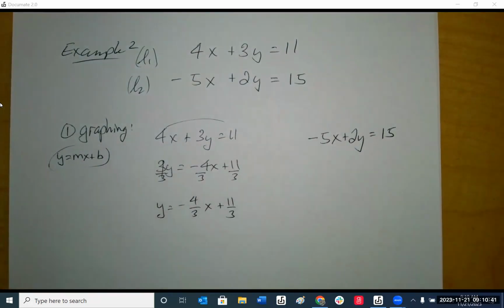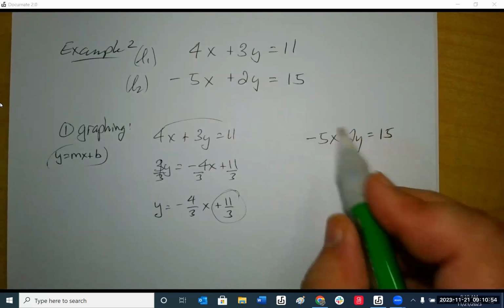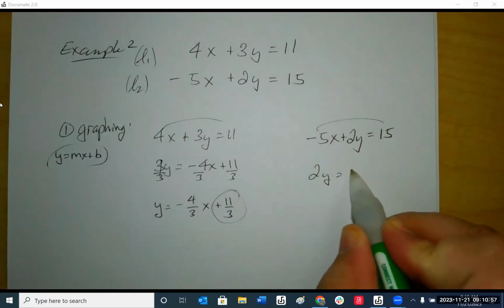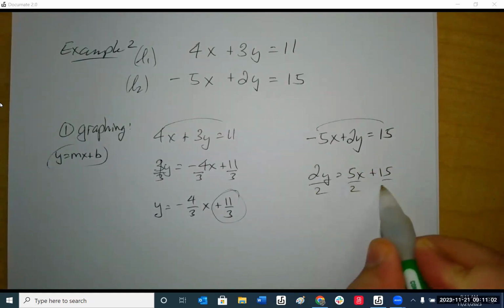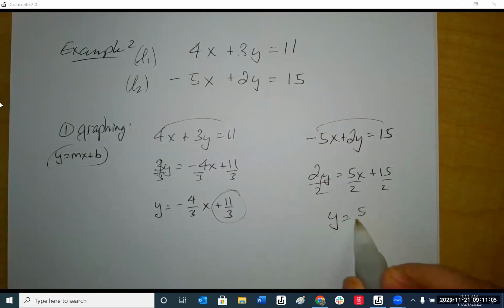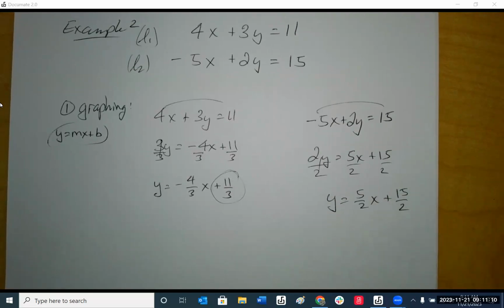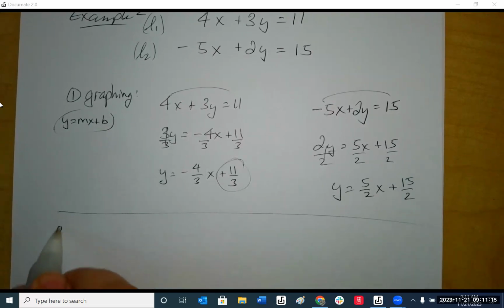Now I wouldn't even go any further with this because I know my graph is going to be horrible, because how would I find that x-intercept? Or that y-intercept, I mean? And likewise on this side, I have 2y equals 5x plus 15, divided by 2. Y equals 5 over 2 x plus 15 over 2. Here we have another one that has fractions. So I wouldn't use graphing in this one. Just use substitution.